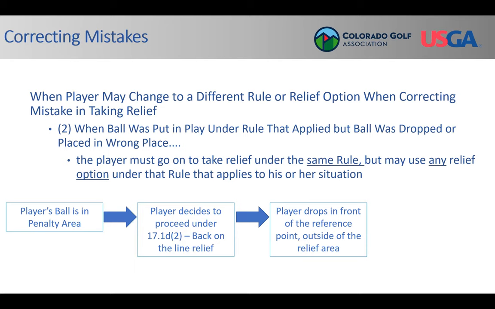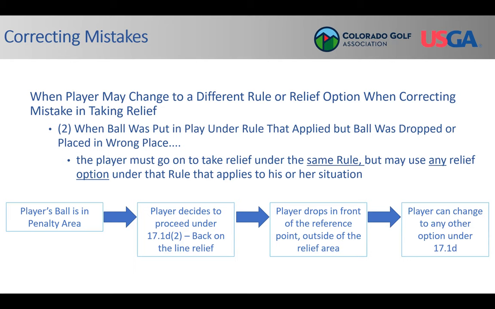So if we drop off of the line, we dropped in a wrong place. We never dropped it in the right place to begin with. And then we realize that we've made that mistake. We can change to any other option under that penalty area rule with correcting that mistake to try and avoid playing from the wrong place.